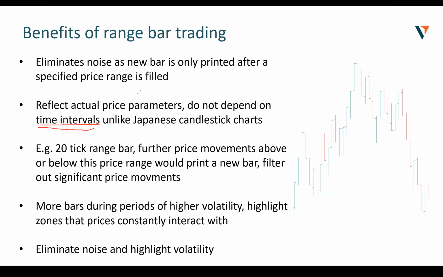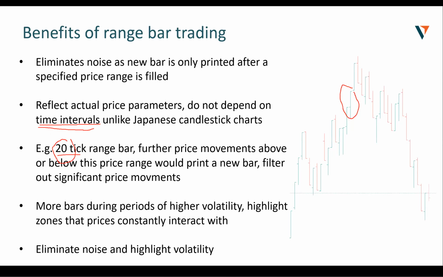So in this case, when you have range bars being printed, it shows just price itself, so the movement of volatility in price. Once price exceeds this specified range, it creates a new bar. I gave an example of 10 pips, and you can also use this example where you have a 20 tick range bar. Only when you have a price movement beyond this range, either below or above the high and low of this range, will it print a new bar.